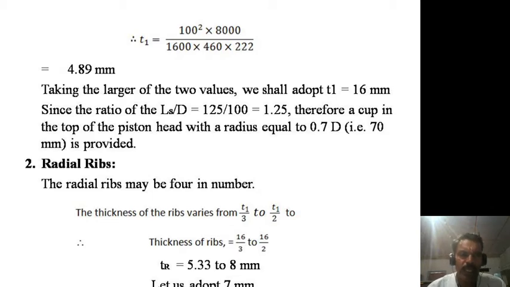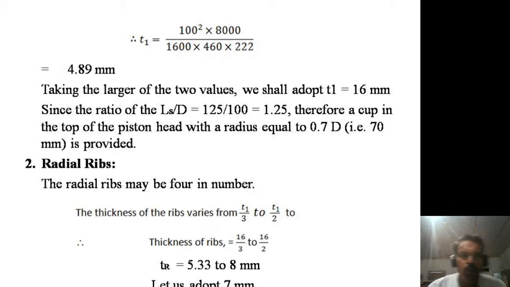Next, L by D. So L by D is equal to the ratio given. L means the stroke length, that is 125 mm, and D is the diameter of the piston, that is 100 mm. So that is equal to 1.25. Therefore, a cup in the top of the piston head with a radius equal to 0.7 D, that is 70 mm, is provided. So now the radial ribs.